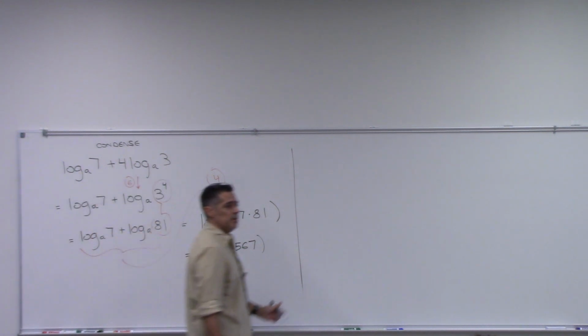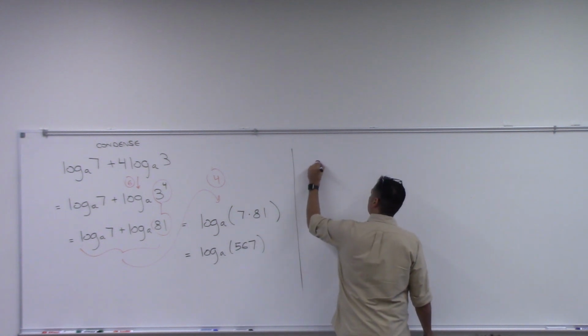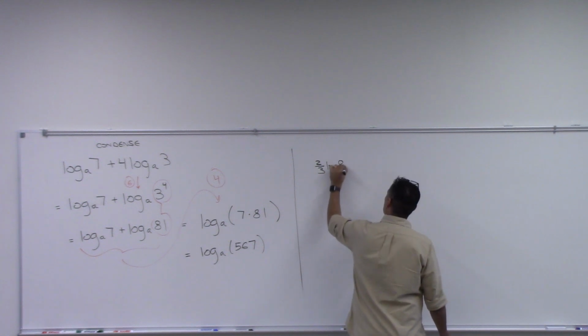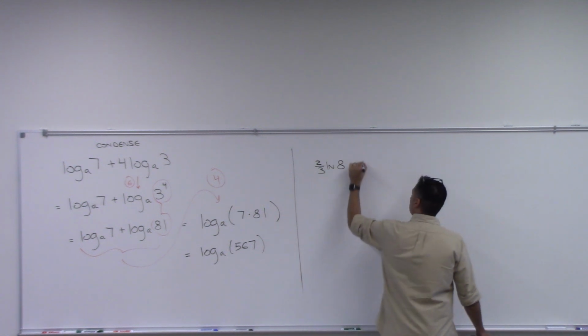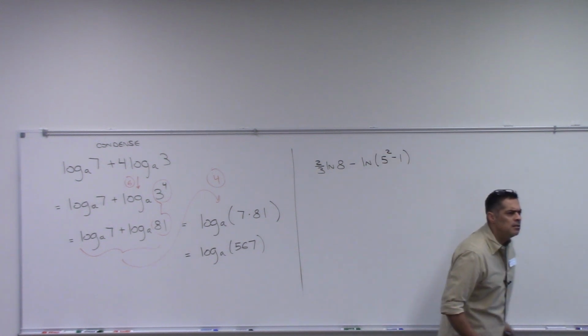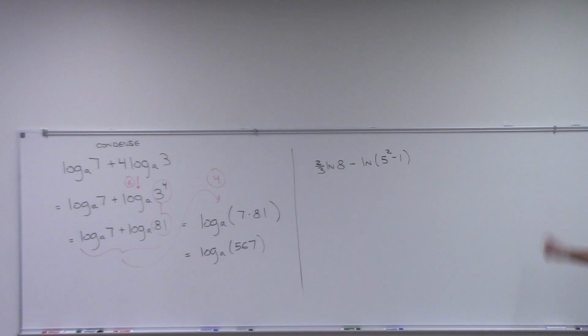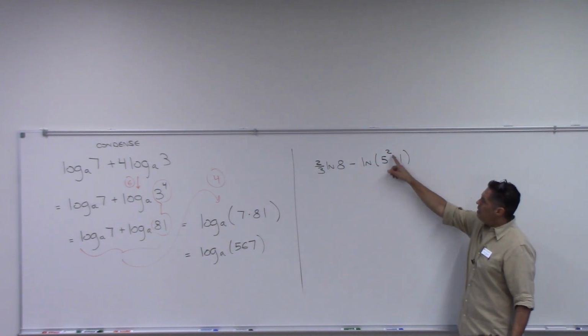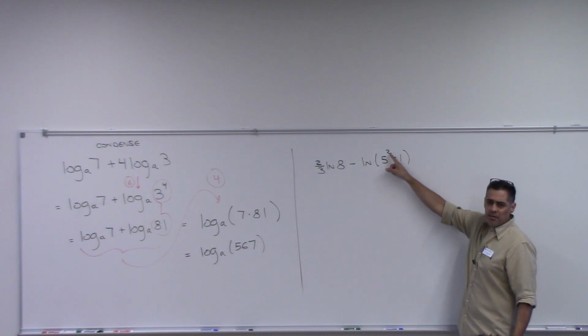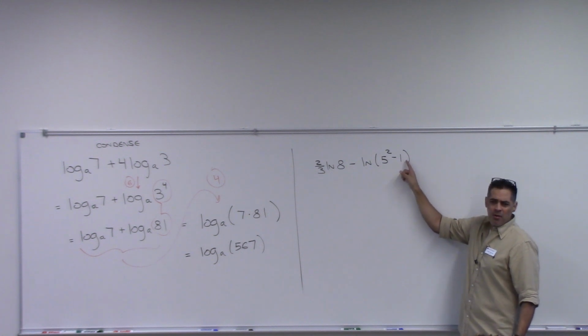Let's take a look at the next one. The next one is 2/3 natural log of 8 minus natural log of 5 squared minus 1. Turn this into a single log. So I'm noticing something. Do you all see this? 5 squared minus 1. They're just being ridiculous here. 5 squared is what? 25, minus 1 is 24.